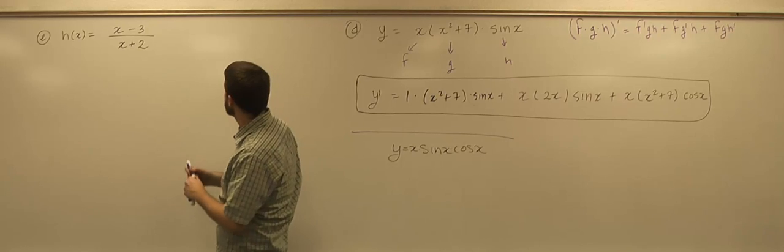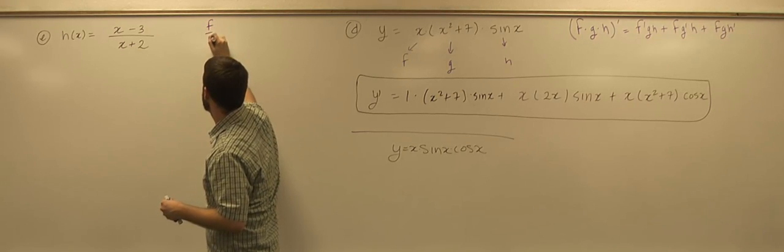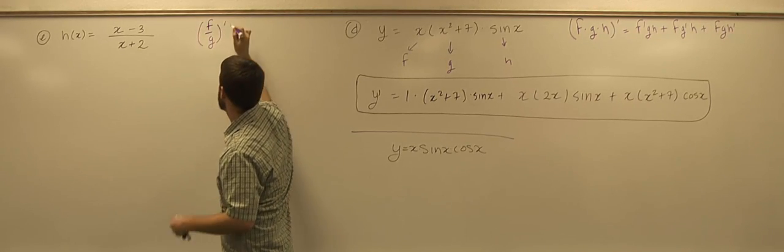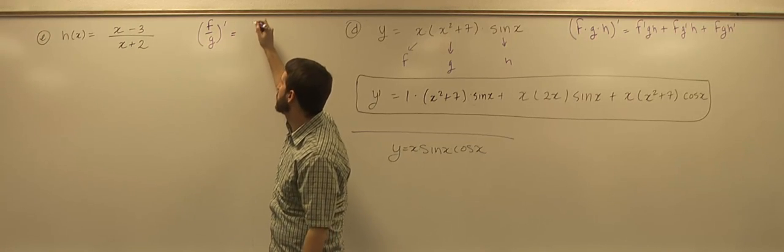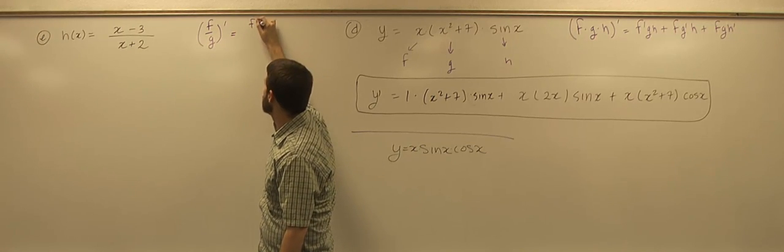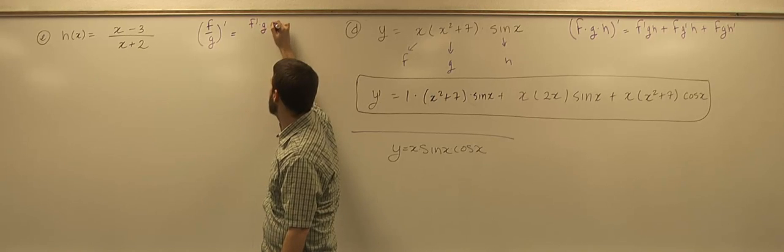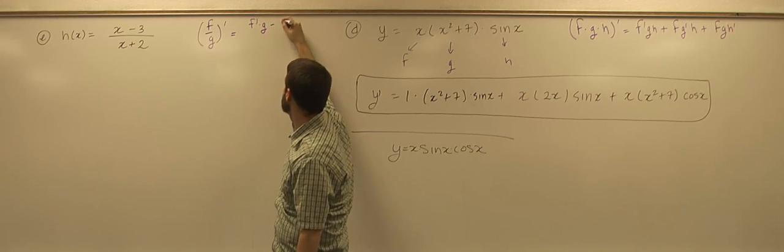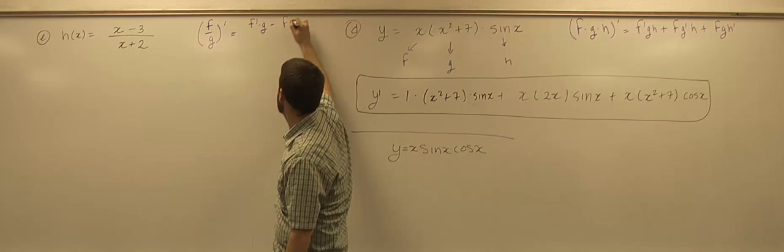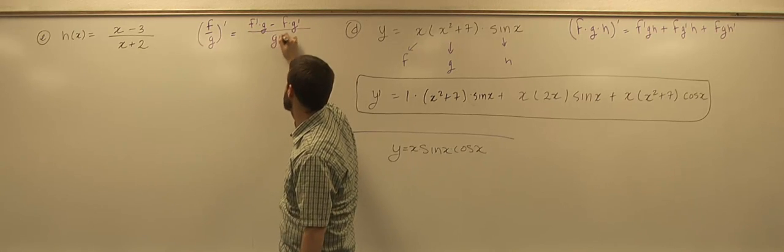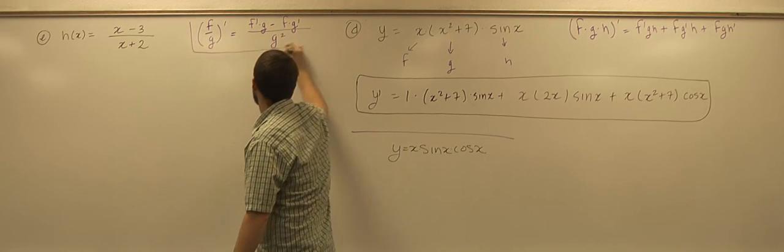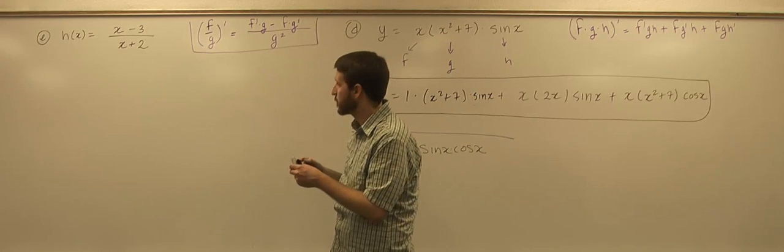So with f's and g's, the way the quotient rule works is if you have f divided by g, you want to do the derivative of the top times the bottom, minus the top times the derivative of the bottom, over the bottom squared.